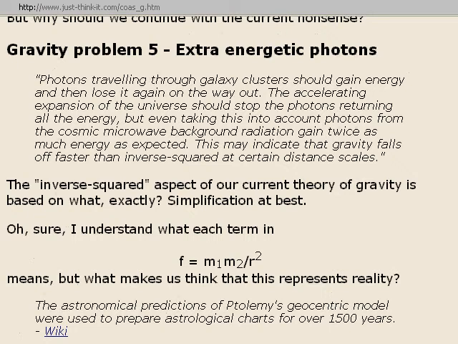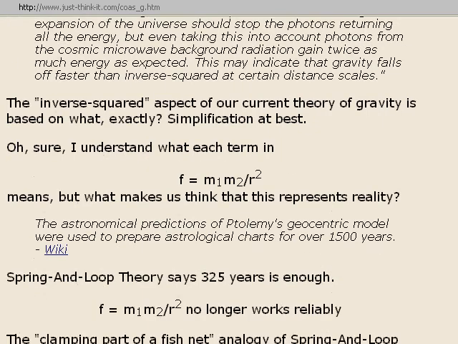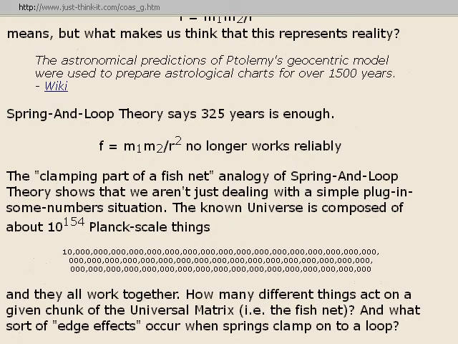Quote, the astronomical predictions of Ptolemy's geocentric model were used to prepare astrological charts for over 1500 years. Wikipedia. Spring and loop theory says 325 years is enough. F equals m1 m2 over r squared no longer works reliably.